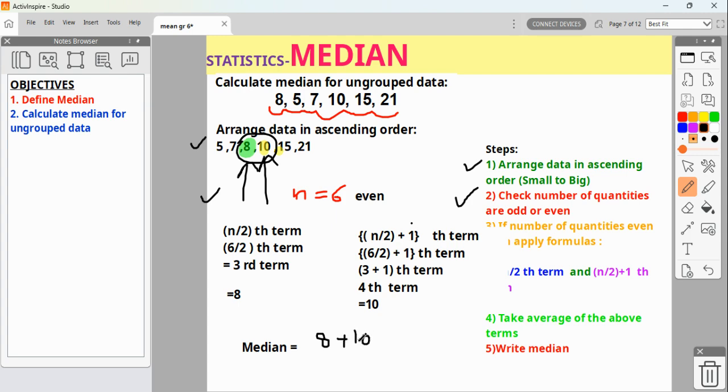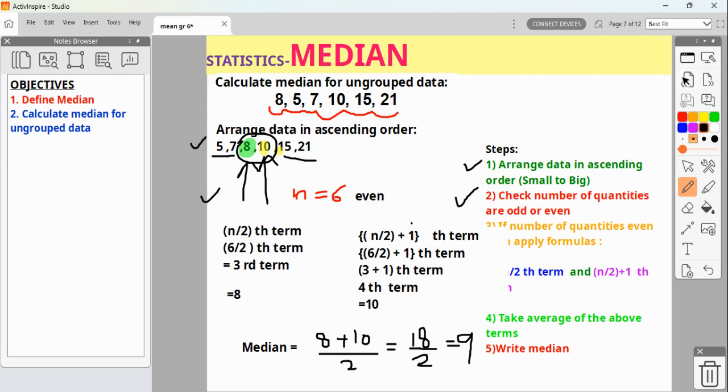Why divided by 2? Because there are two quantities that we are adding. So 8 plus 10 is 18, and 18 divided by 2 will be 9. So it means the answer for the median for this question is 9. You can check here, 8 and 10, the third and fourth terms, are the middle values. We have taken the average, then divided by 2 and got the answer. The median value divides the data into two equal parts from both sides. Here also two values are left, here also two values are left.